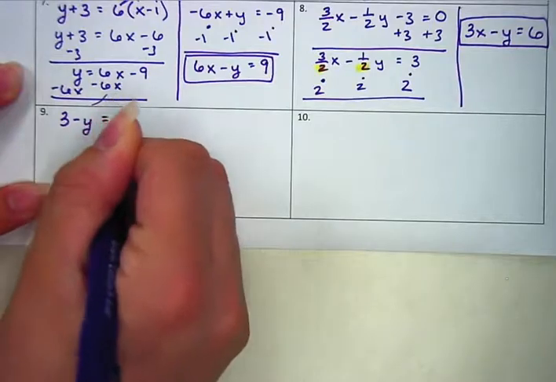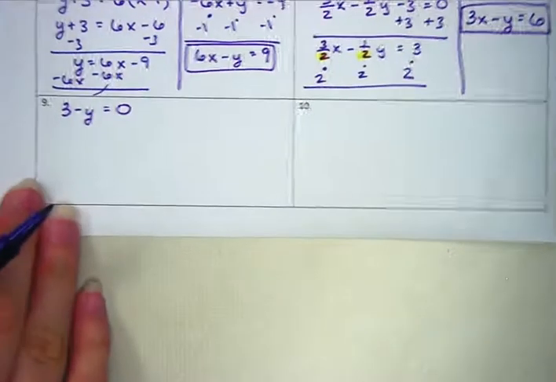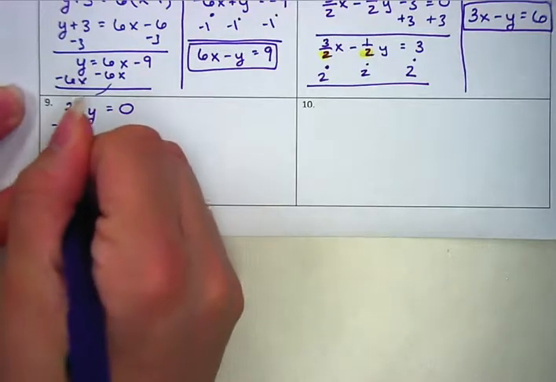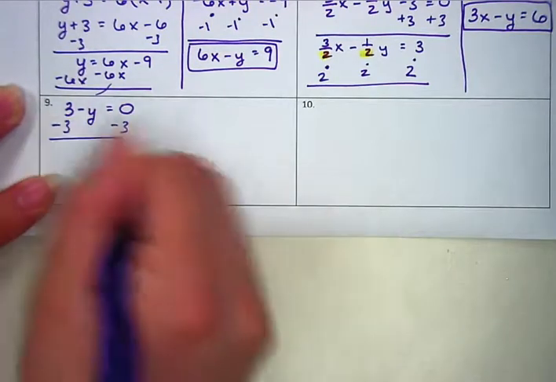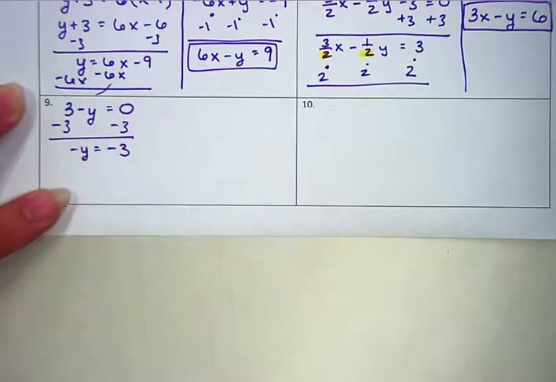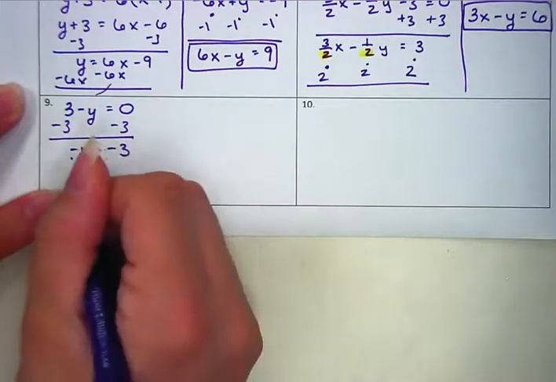3 minus y equals 0. All right, well now this one doesn't have an x. Well, that's okay. You can have a 0 coefficient on an x or a y. We just need to solve this for y in this case because the y is by itself. So we would subtract 3 from both sides. Negative y equals -3.